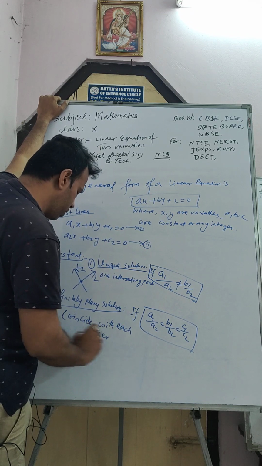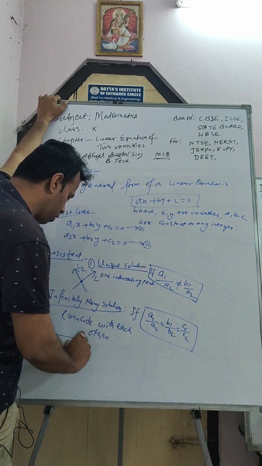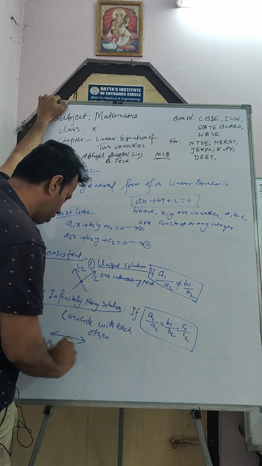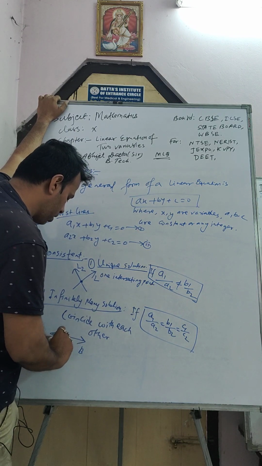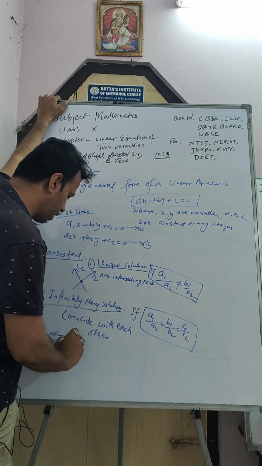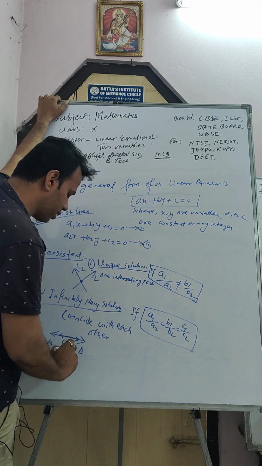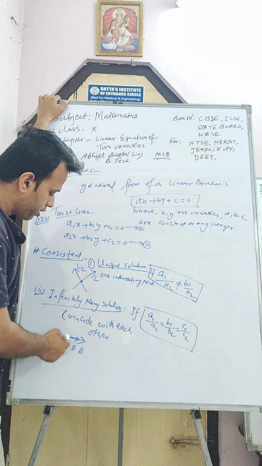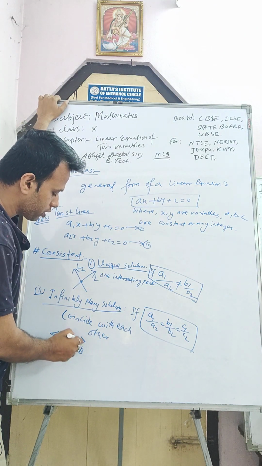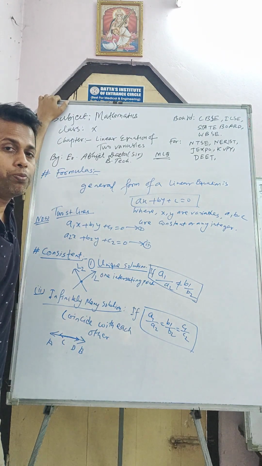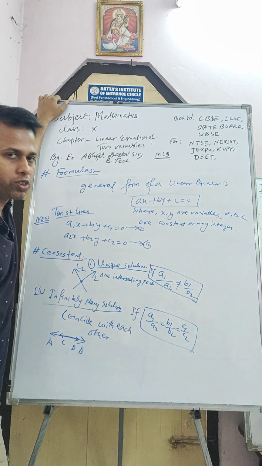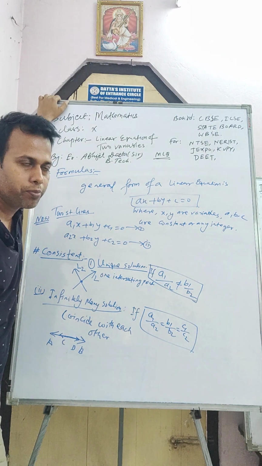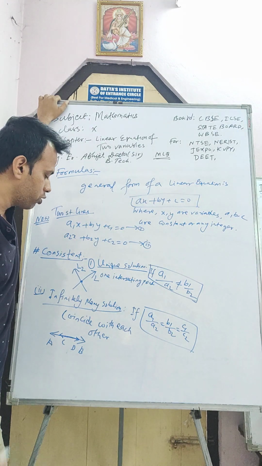Coincide means, suppose this is one straight line AB, and on this straight line there is another straight line, that is CD. So AB and CD coincide here. Between this straight line there will be lots of points, crores of points, which means infinitely many solutions. Points mean solutions, so infinitely many solutions will be there.